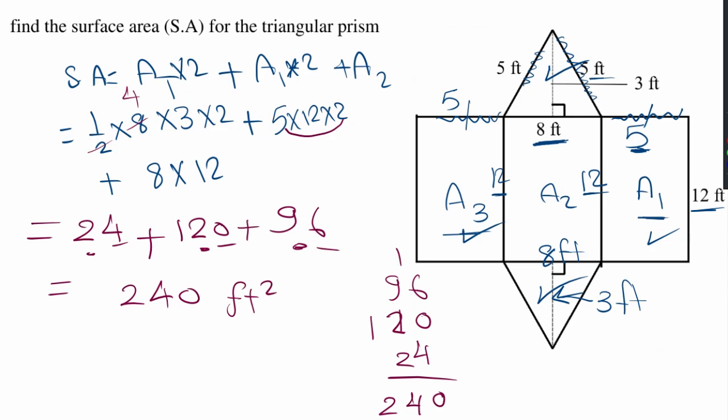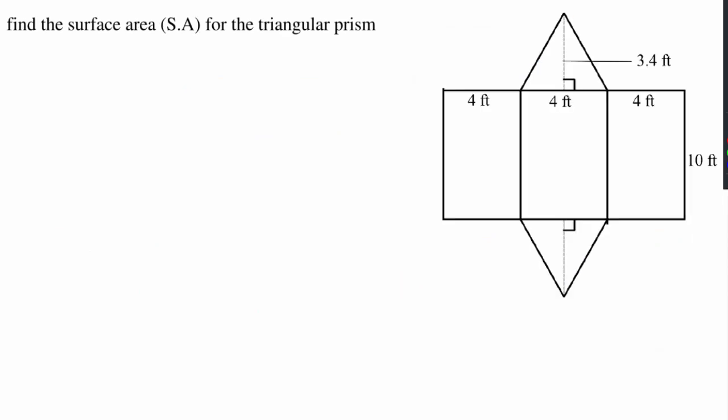The next example. Do it yourself. Take your time and make your calculations. Ready? Now the surface area will be area of the triangle times 2, okay, plus, how many rectangles? 3 rectangles.